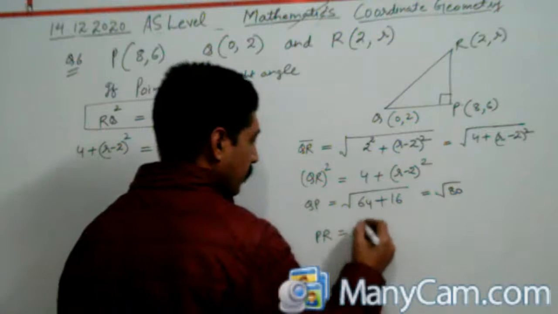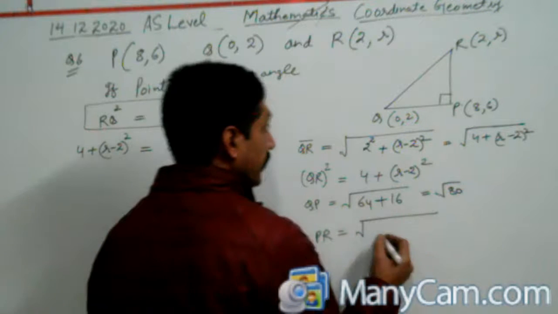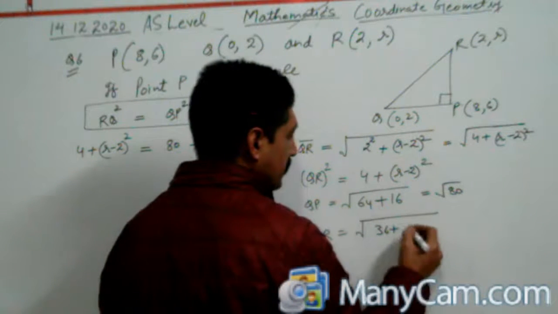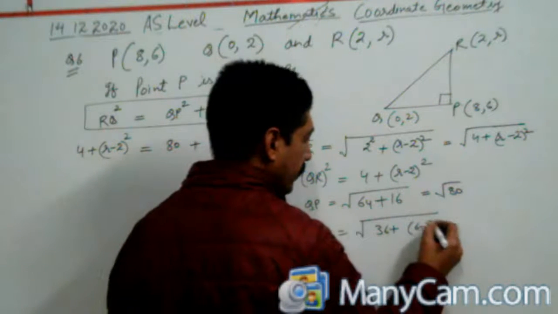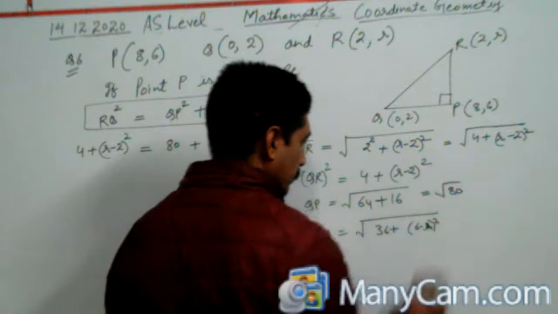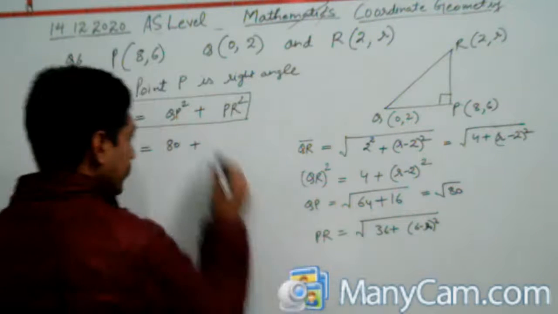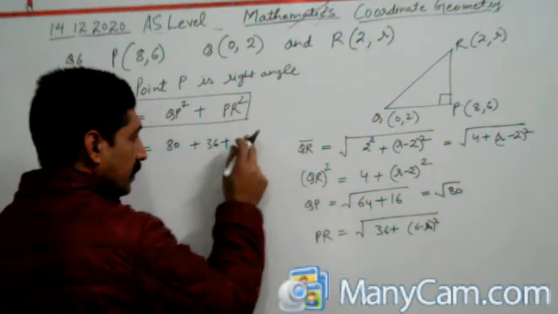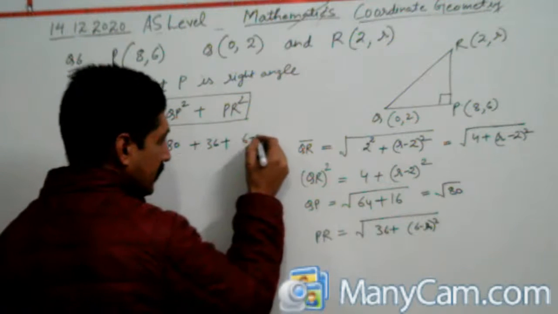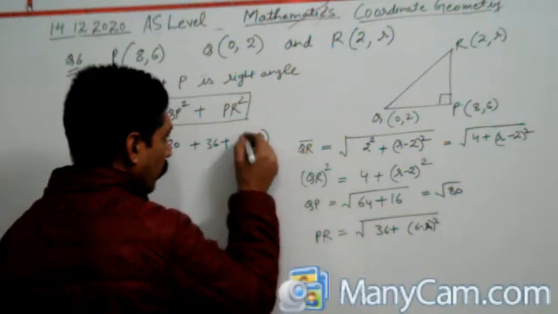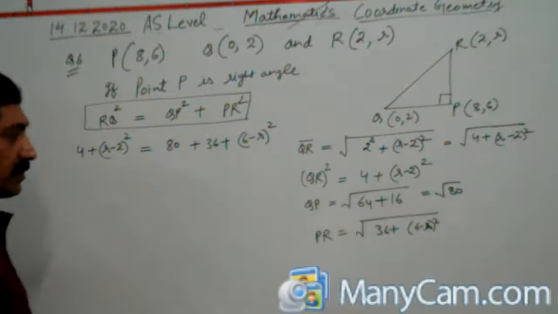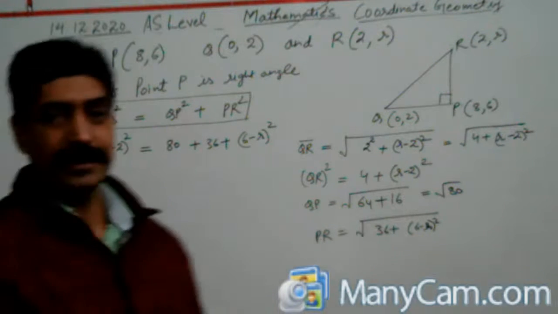PR is under root 8 minus 2, that is 6, whole square 36, plus 6 minus r whole square. So here we will substitute the values, that is 36 plus 6 minus r whole square. So we will solve for this first part. So this question will be a little lengthy.